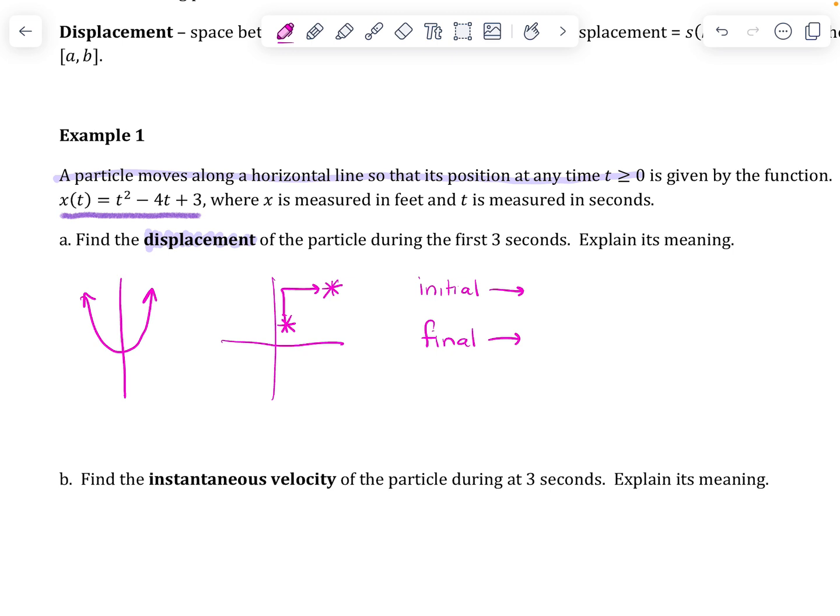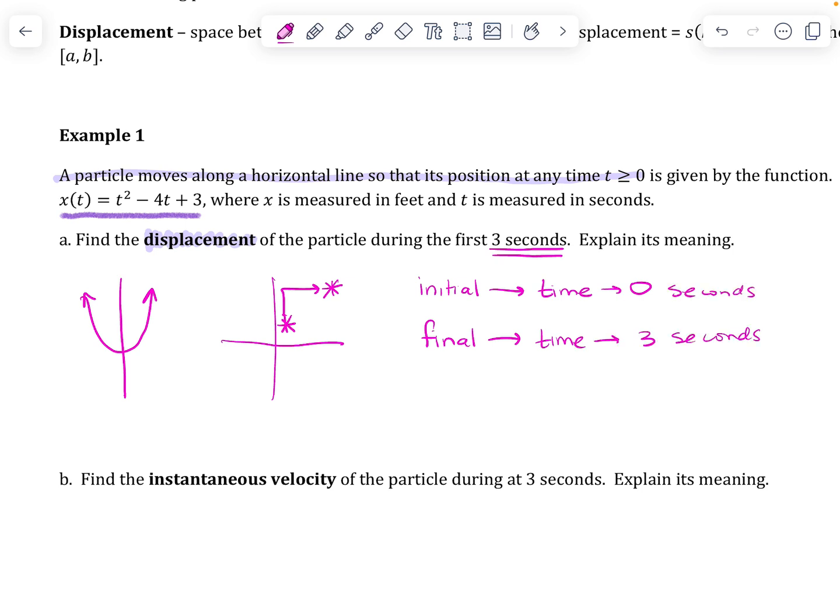So for displacement, I'm just using this equation, x of t. All the functions are going to be position functions right off the bat, right? It says during the first 3 seconds, which means the initial time is 0 seconds. That's really all you have to figure out first: what time do you want me to start with? Since it says during the first 3 seconds, it starts at 0 seconds, and the final time is 3 seconds. Hopefully that makes sense.